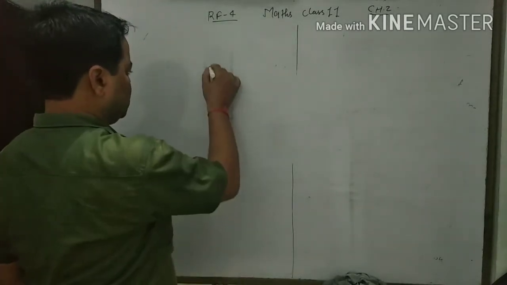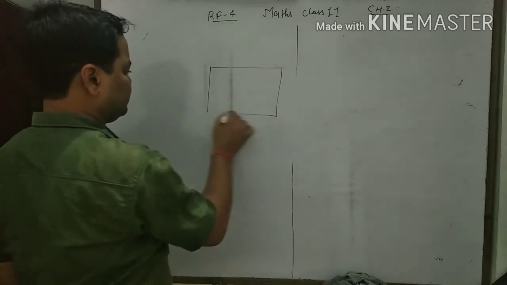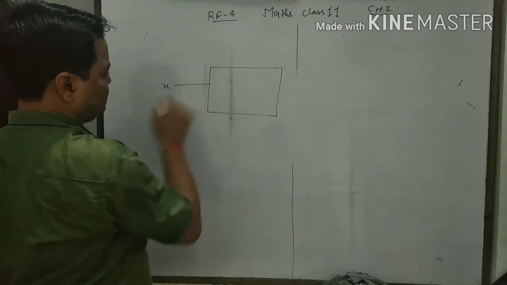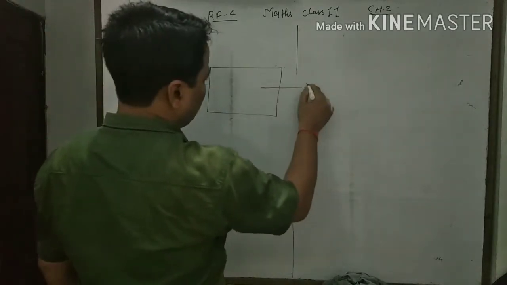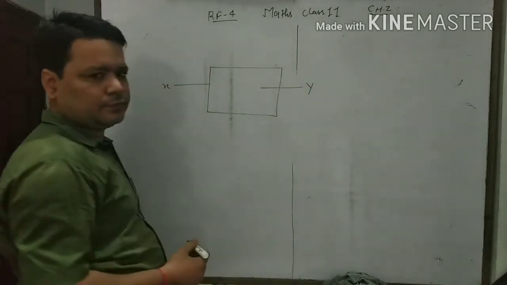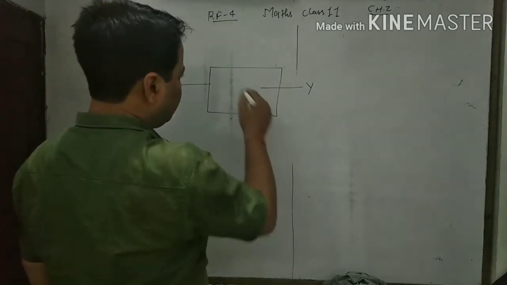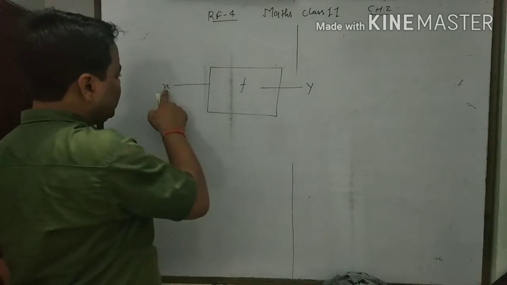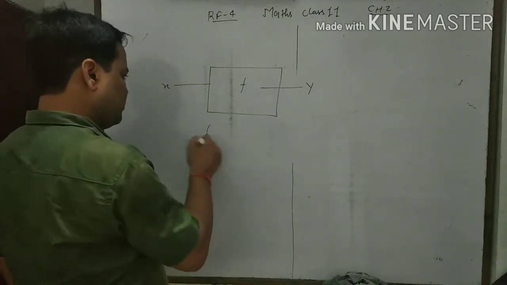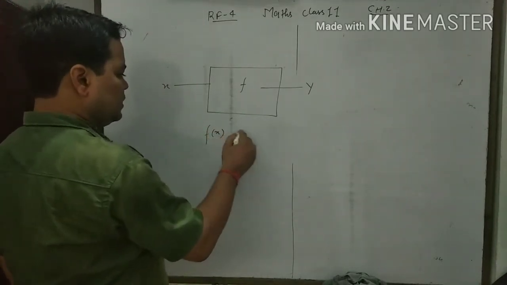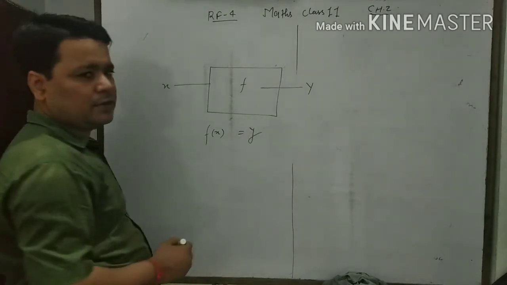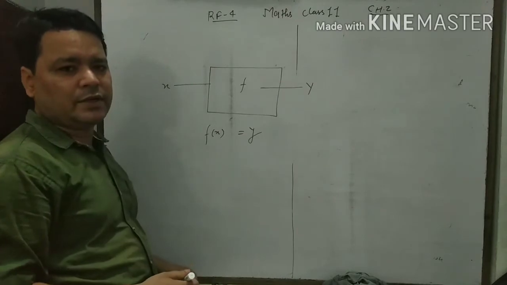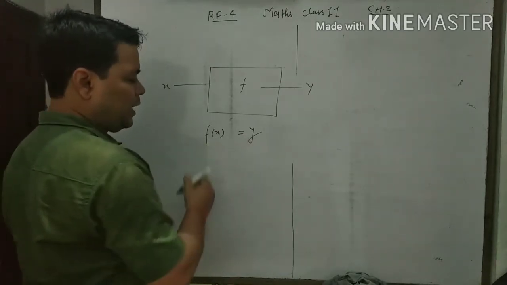Let this be a machine, okay, and here x is the input and here y is the output and f is a processing machine. Then for every x there is a unique y. For every x there is a unique y. It means y is equal to f(x).